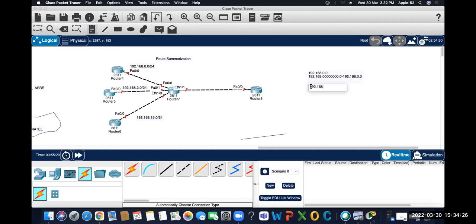192.168.0, for 192.168.1.0. Can I write in this way also? For 0.0, I can write 8 zeros and dot 0, fine. For 1.0, like this. And for 2.0, I can write in this way also, 192.168.